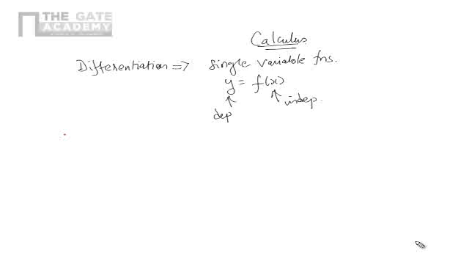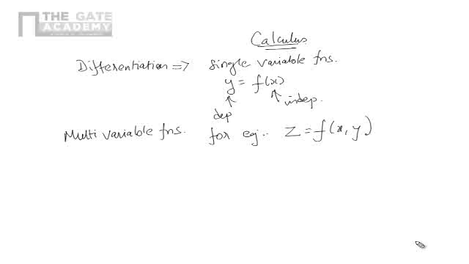But in the real world, we have multivariable functions also. What do I mean by multivariable functions? For example, I can say z is a function of x and y. Here we have two independent and one dependent variable. Correct? So we have multiple independent variables.